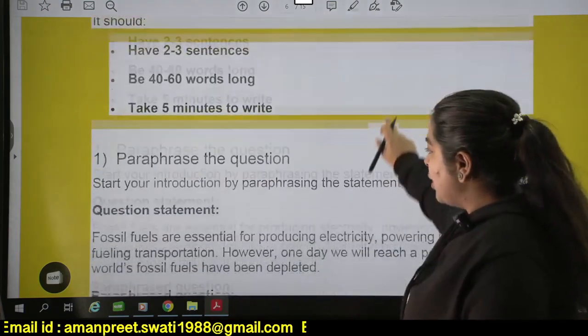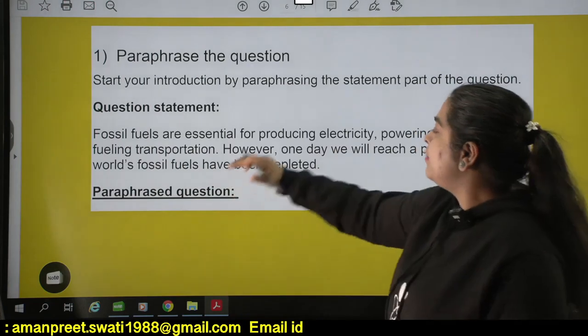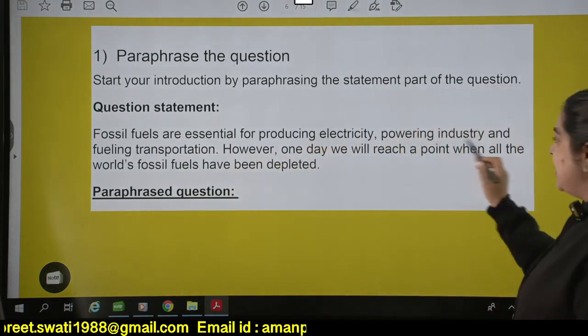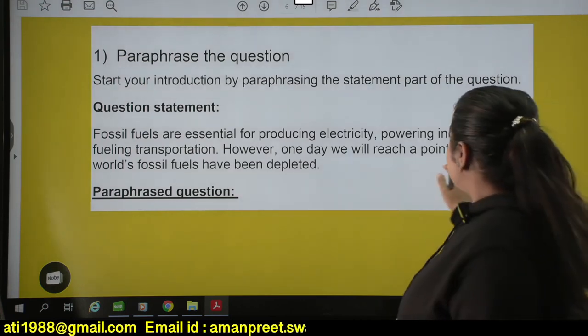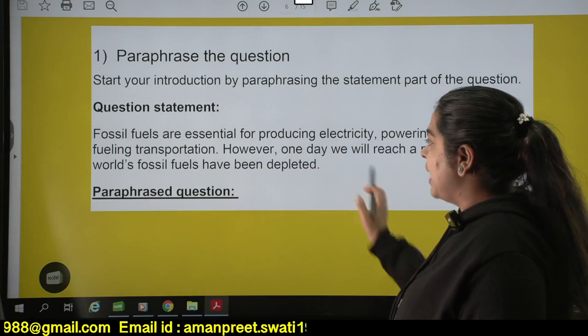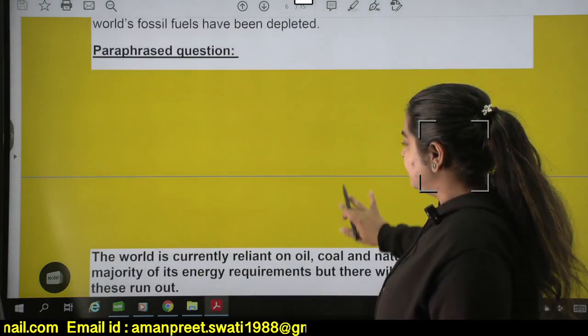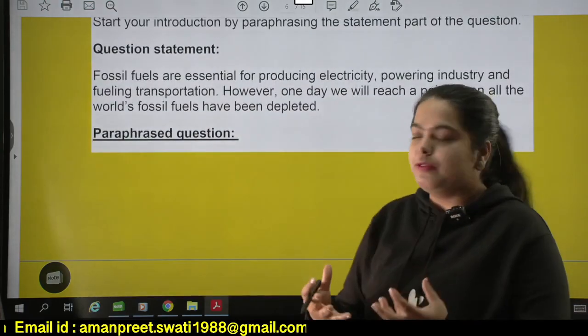Then if we talk about paraphrasing the question, our main statement was: fossil fuels are essential for producing electricity, powering industry, and fueling transportation. However, one day we will reach a point when all the world's fossil fuels will have been depleted. How can we paraphrase it? So in a nutshell, what is the meaning of all this?